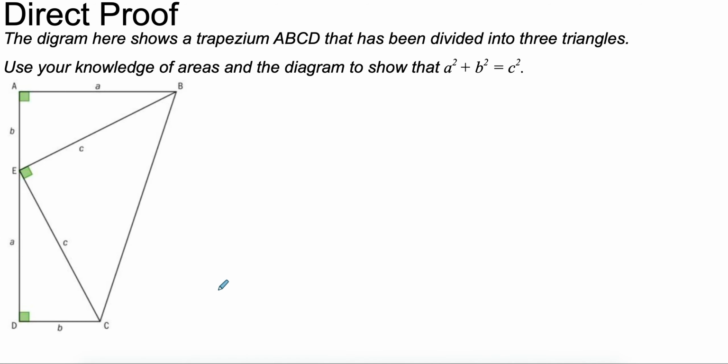What about if you have shapes in there? So something that wouldn't exactly tell you what to do precisely. So this question: the diagram here shows a trapezium ABCD that has been divided into 3 triangles. Use your knowledge of areas and the diagram to show the Pythagoras theorem. So we need knowledge of areas.